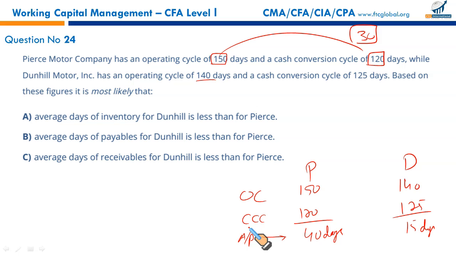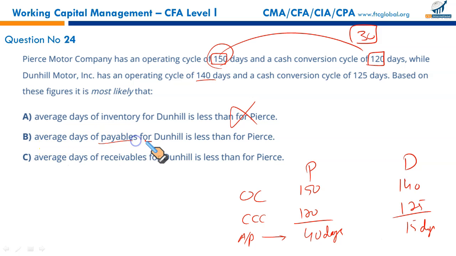So what we can conclude, average days of inventory for Dunhill is less than for Pierce. Data doesn't support. We have been given the full operating cycle. We can't split it up. Wrong. We can only conclude about accounts payable. We can't say about your inventory or accounts receivable separately.